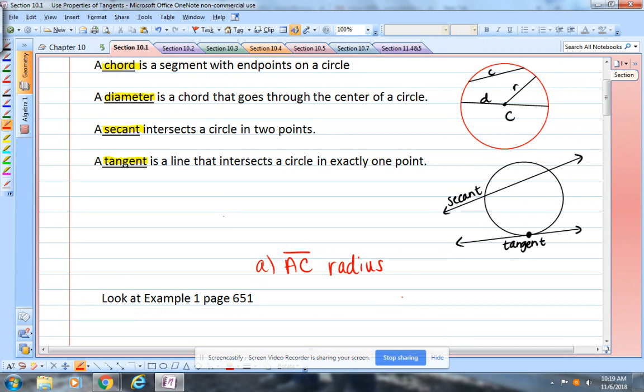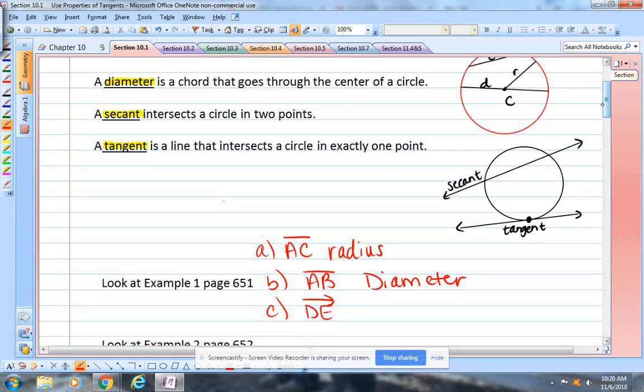All right. What about part B, segment AB? What is AB? It's the diameter of that circle. Very good. Part C is asking about the ray DE. What do you think DE is? It's a tangent, right? It's touching that circle. If you look at the graph, DE touches it one time, just on the edge, so it's a tangent. I can't spell tangent.